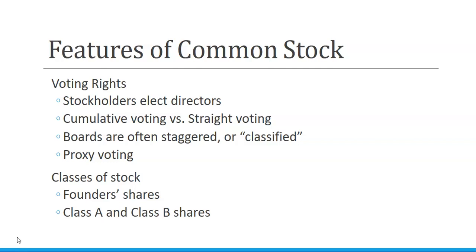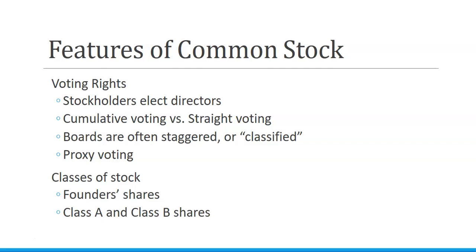With straight voting, each of the directors is elected one at a time. This is where a shareholder may cast all votes for each member of the board of directors. So with straight voting, you just vote based on the number of shares you own.